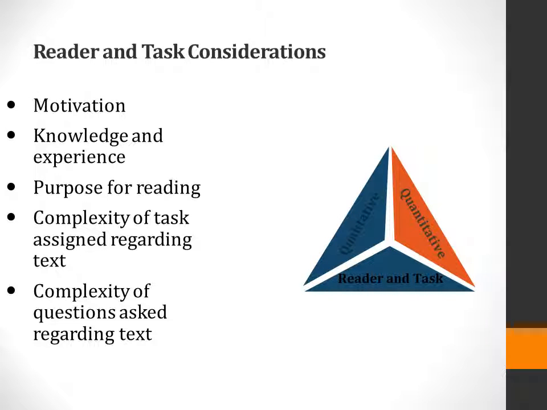Reader and task considerations. Reader and task consideration involves motivation, knowledge and experience, purpose for reading, complexity of tasks assigned regarding text, and complexity of questions asked regarding text. Considerations relating to the reader and task are the vital third component. Each reader brings different skills, background, and motivation to the act of reading. For example, a student who is interested in the topic being read is likely to bring more background knowledge to the reading task and want to learn more.